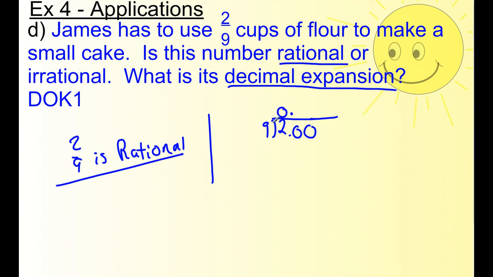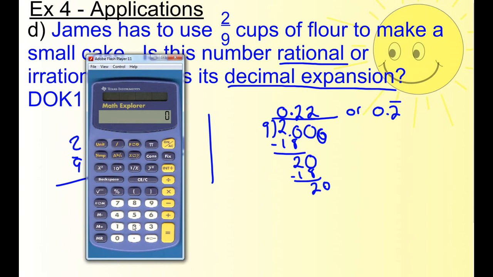9 does not go into 2. 9 goes into 20 2 times. 2 times 9 is 18. Subtract, bring down. Repeat. 9 goes into 20 2 times. 2 times 9 is 18. Subtract, bring down. So you see we keep getting the same thing over and over again. So we're just going to keep getting 0.222222222, or 0.2 repeated. There's its decimal expansion. If you divided this on a calculator, 2 divided by 9 equals, you get the same thing.